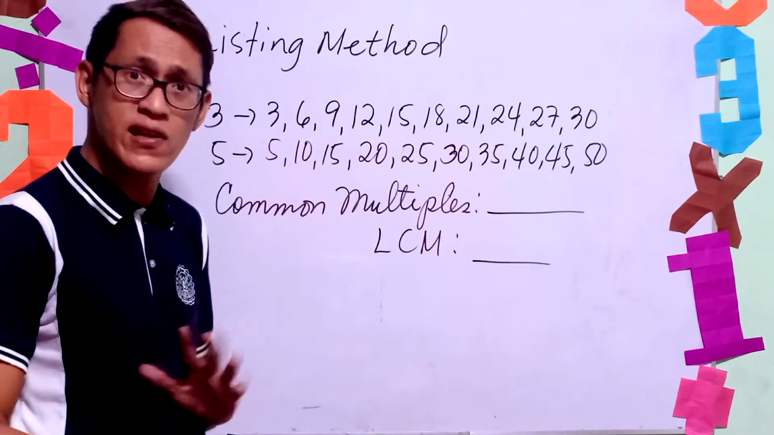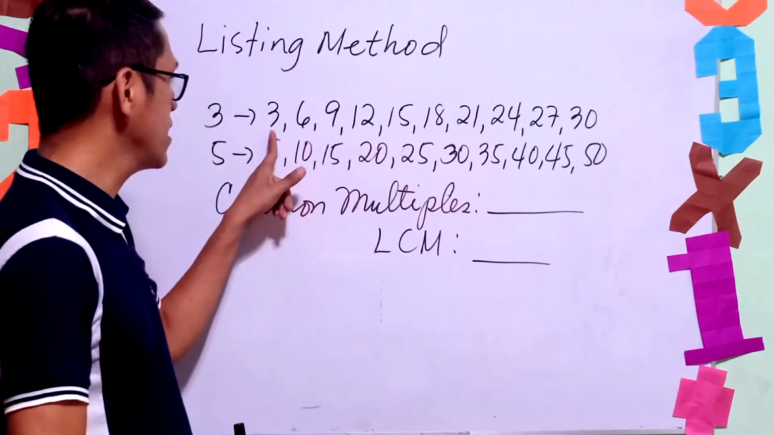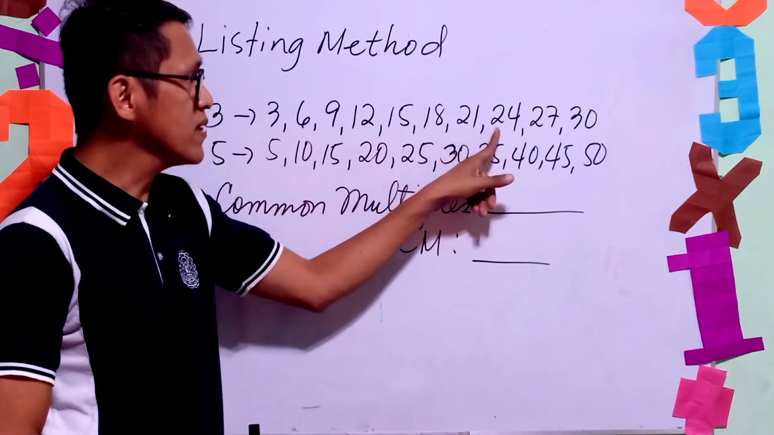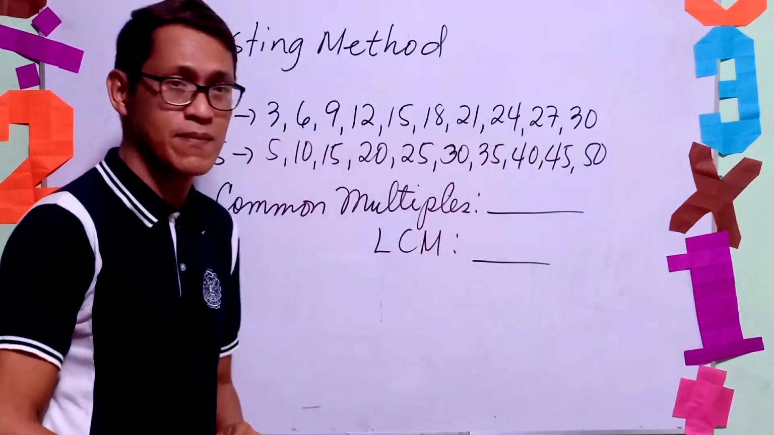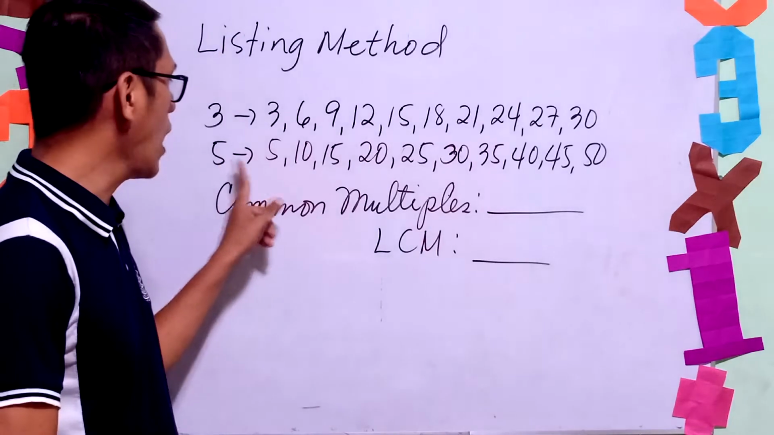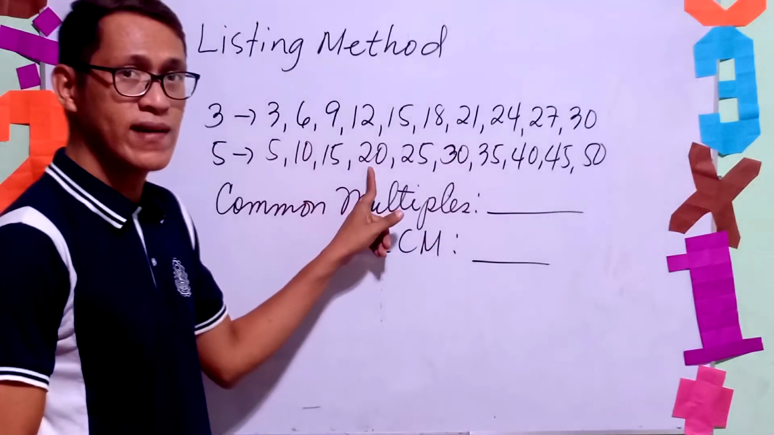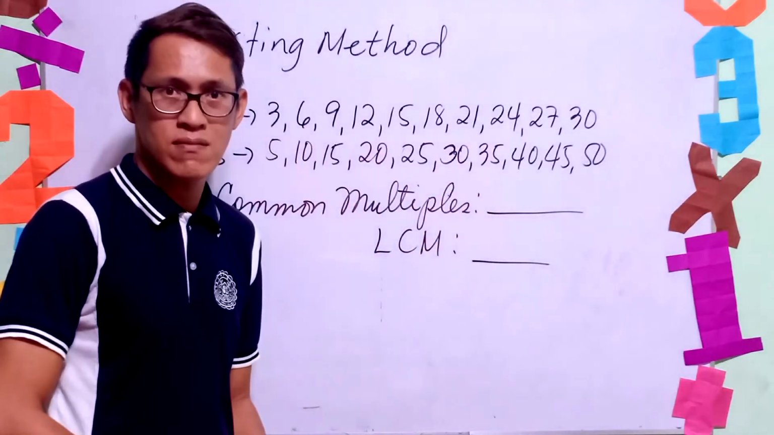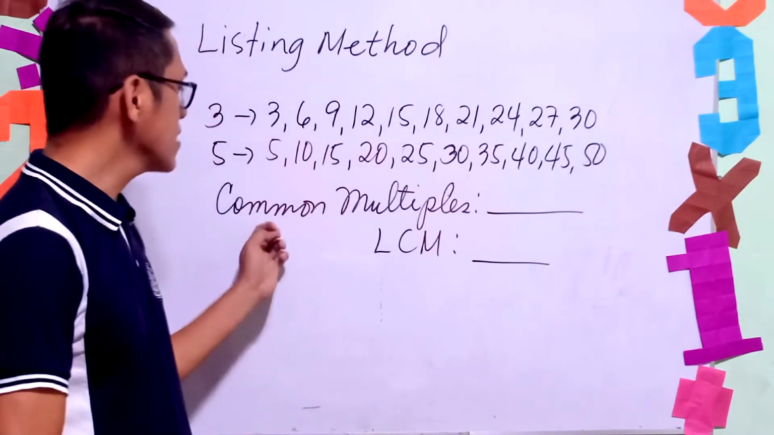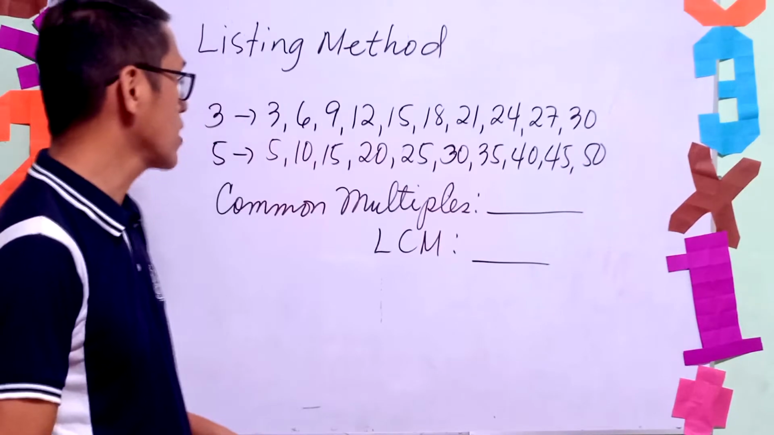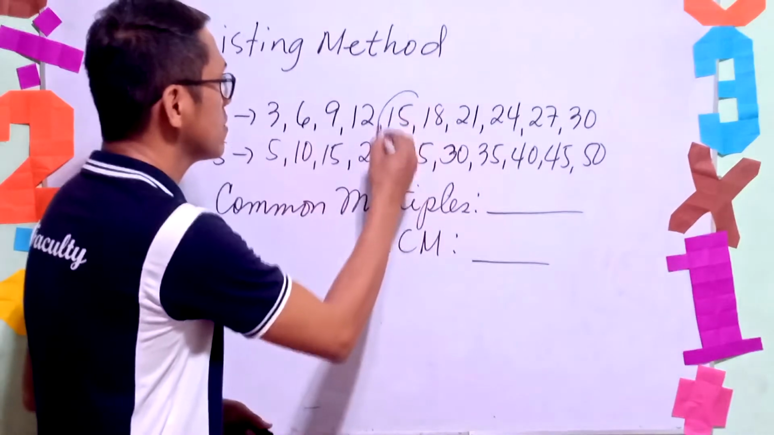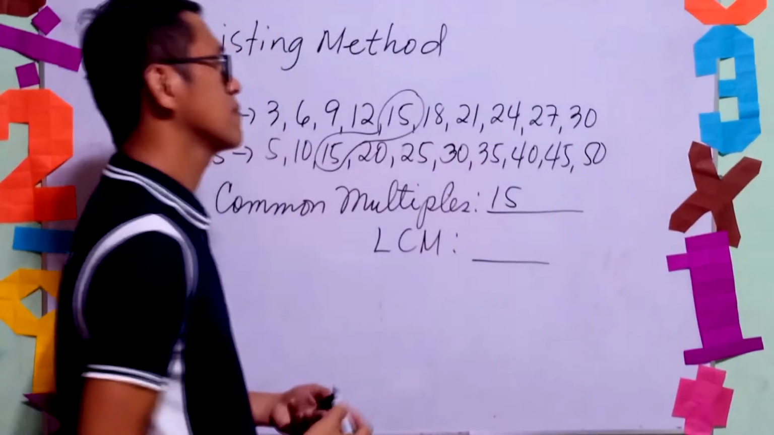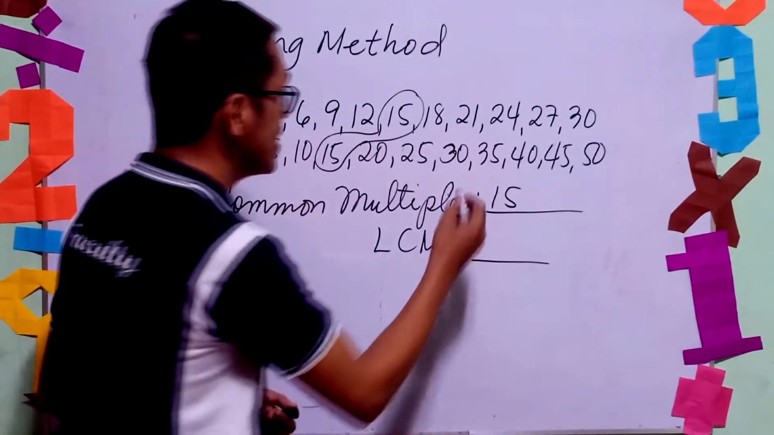Let's start with 3. The first 10 multiples of 3 are 3, 6, 9, 12, 15, 18, 21, 24, 27, and 30. The first 10 multiples of 5 are 5, 10, 15, 20, 25, 30, 35, 40, 45, 50. Now, after that, get their common multiples. If you notice, both have 15, correct? So that's a common multiple. What else can you see? Both have 30, correct?